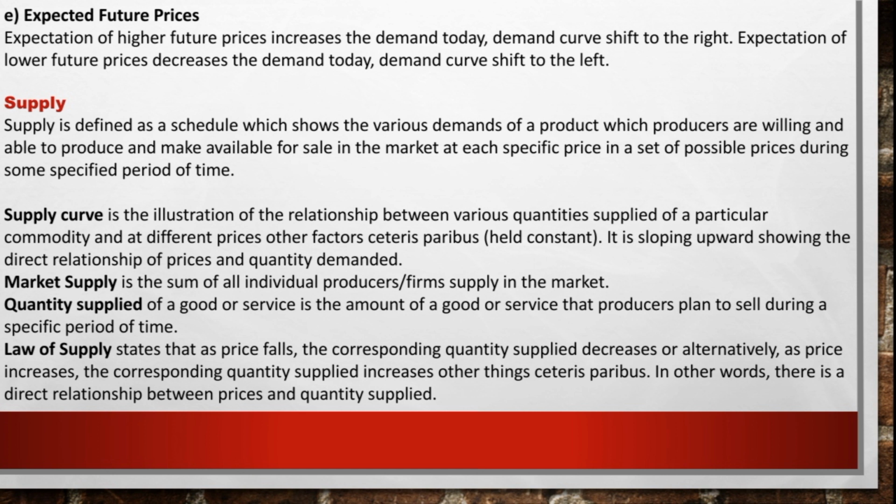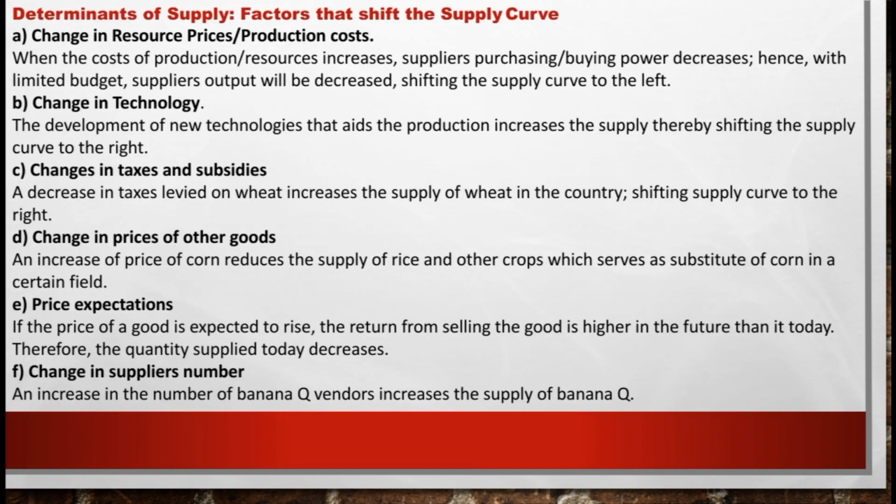And we have lastly, law of supply. Law of supply states that as price falls, the corresponding quantity supplied decreases, or alternatively, as price increases, the corresponding quantity supplied increases, other things, ceteris paribus. In other words, there is a direct relationship between prices and quantity supplied. Determinants of supply: factors that shape the supply curve.